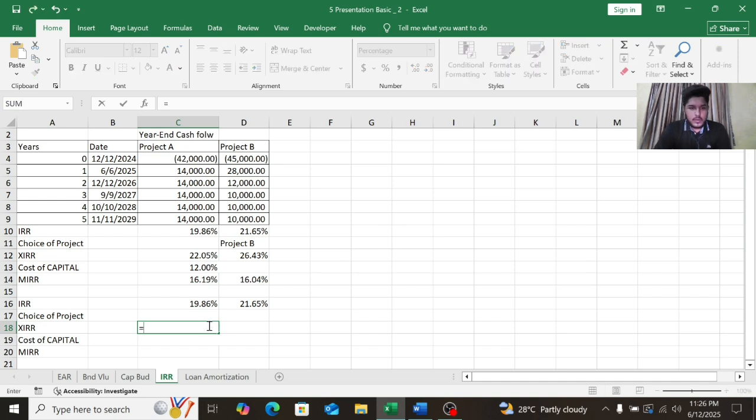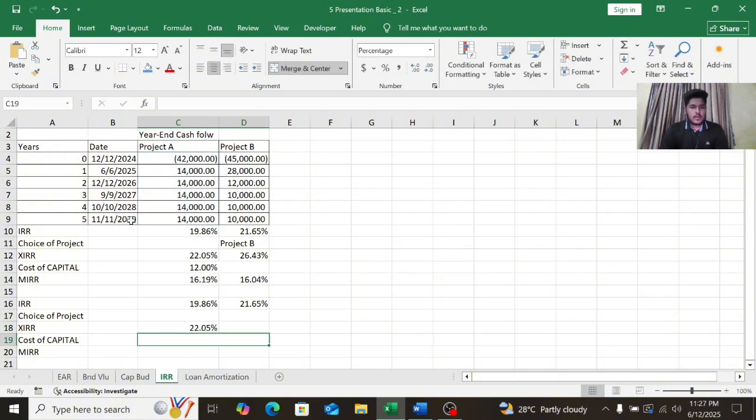So for this, we are going to use XIRR. We know our values are projected this way, and then our dates are this. Now we will get a more accurate answer. This is 22.5, which differs from our actual IRR. Same, we're going to calculate it for project B.